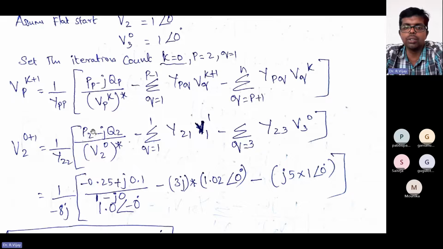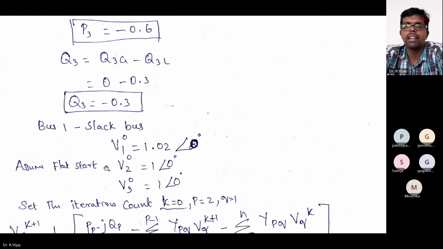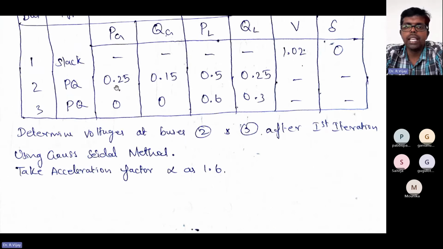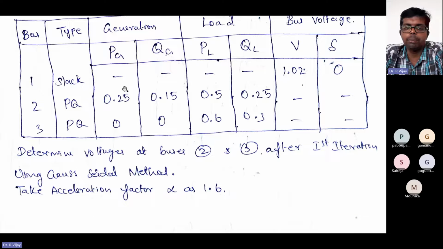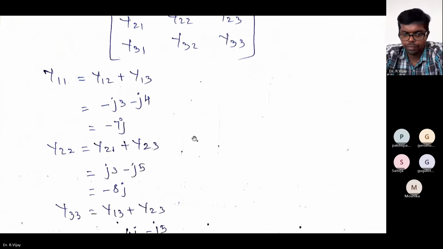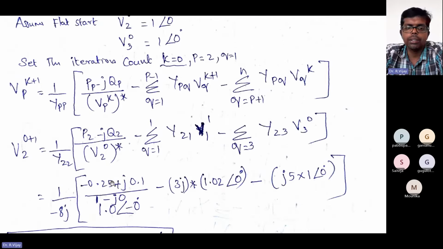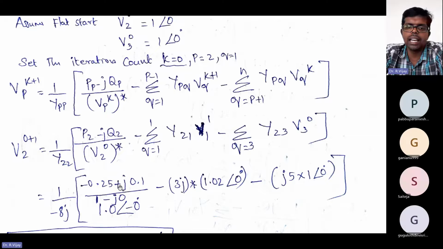Next, just a substitution. What is P2? That is from the problem. P2 is 0.25. So here just a substitution, P2 is 0.25. Here we have taken a minus here and plus here. You can directly substitute, no issues.